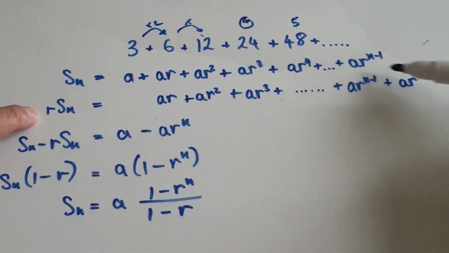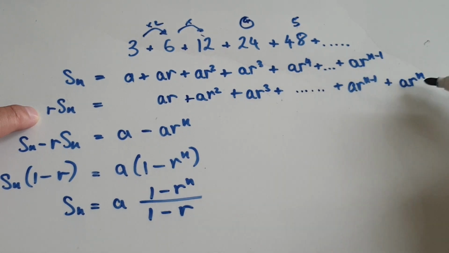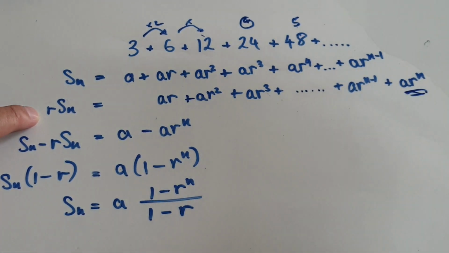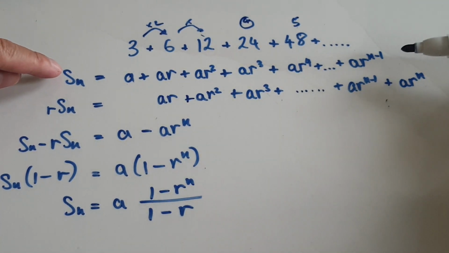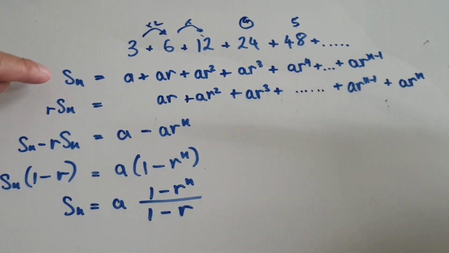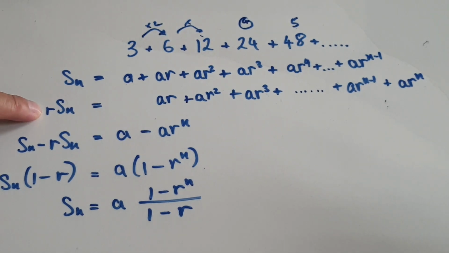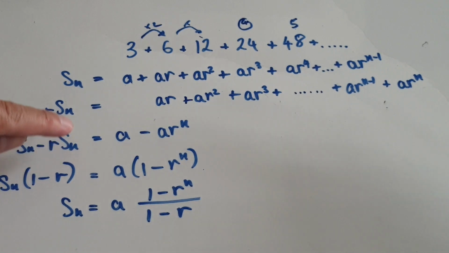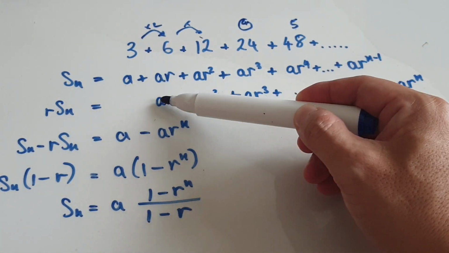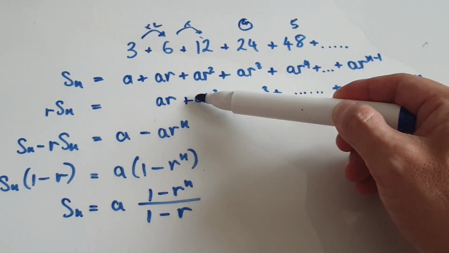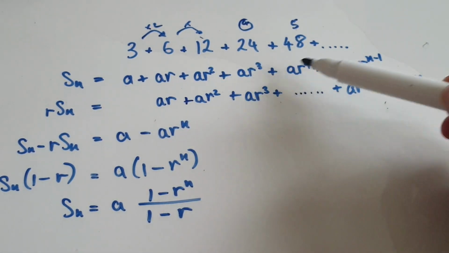What's important is the last one here. You times by r, it would give you this thing for sure. Okay. So now get the first, take away the second. So when you get this, take away r Sn, it will be Sn take away r Sn. Now, when you get this, take away this, notice that this will get cancelled out. This will get cancelled out. This will get cancelled out with this, and so on.